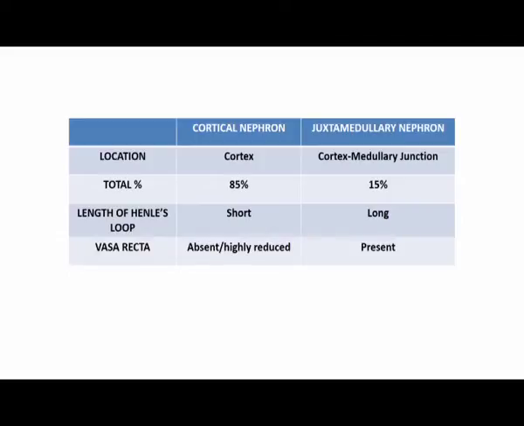In terms of percentage, the maximum is cortical nephrons, and approximately 15% is juxtamedullary nephrons. The length, as I explained earlier, of Henle's loop is very short in cortical nephrons, and in juxtamedullary nephrons it is very long. And one thing which I missed out, and now I am going to explain, is called the vasa recta. The vasa recta is absent or highly reduced in cortical nephrons, and in juxtamedullary nephrons it is present.